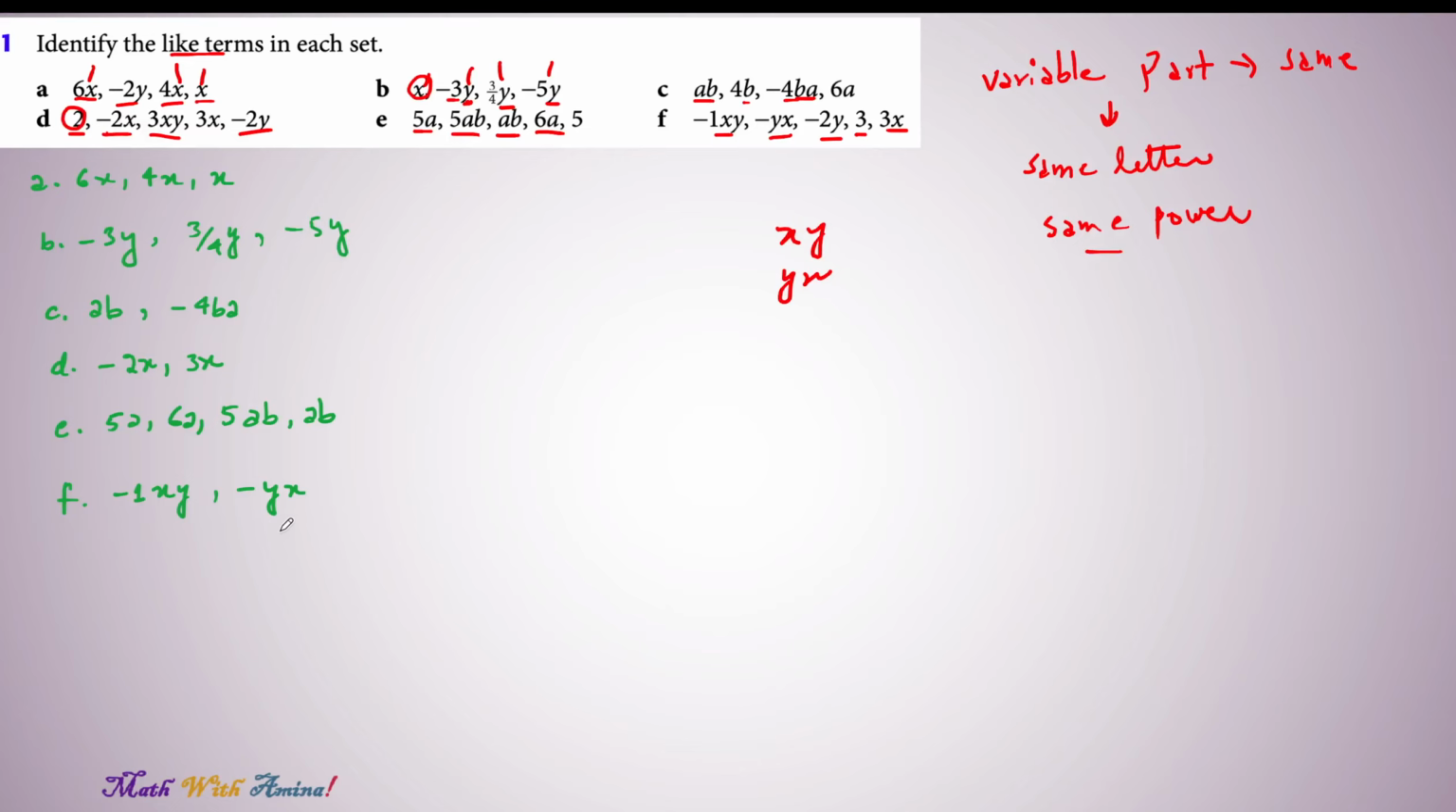So we can say that when we are identifying the like terms, we look into the variable part and we see if we have the same letter representing that variable and also the same power. The order of the variables, if it is changed, that doesn't matter. As long as the letter and power are the same, we can categorize them as like terms. That's all for this question.